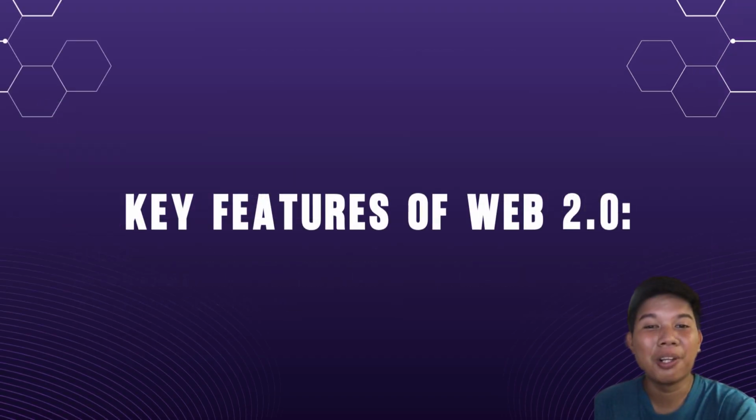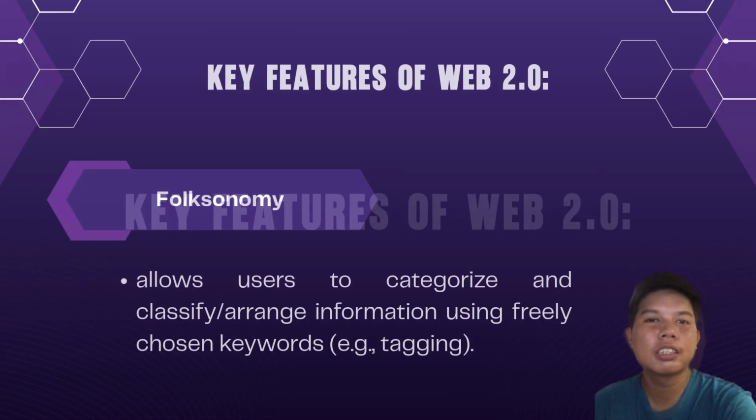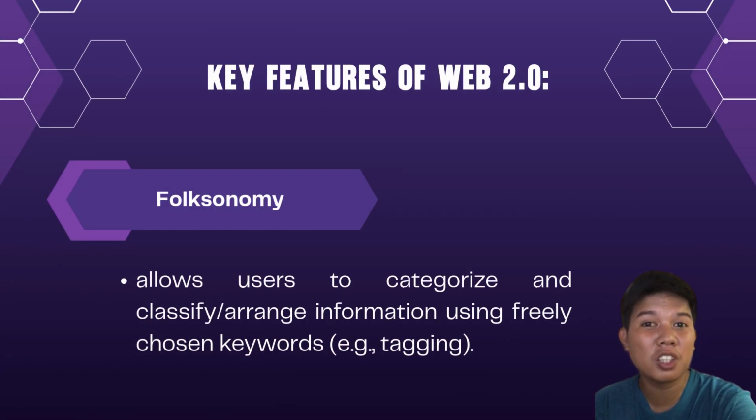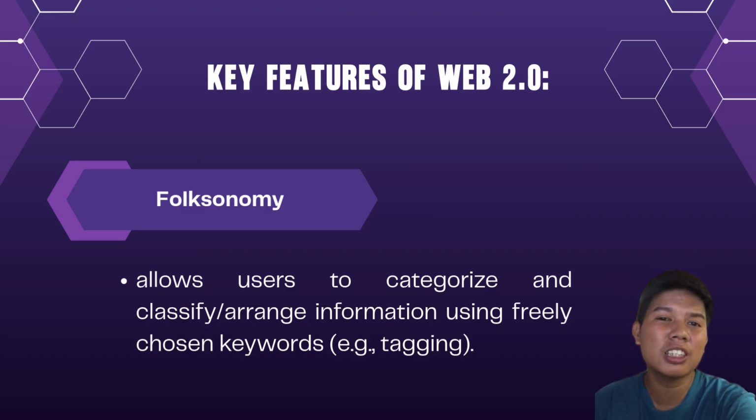Alright, now let's proceed to the key features of Web 2.0. First is folksonomy. When we say folksonomy, it allows users to categorize, classify, or arrange information using freely chosen keywords. So just like tagging, no? Yes, this is so true.